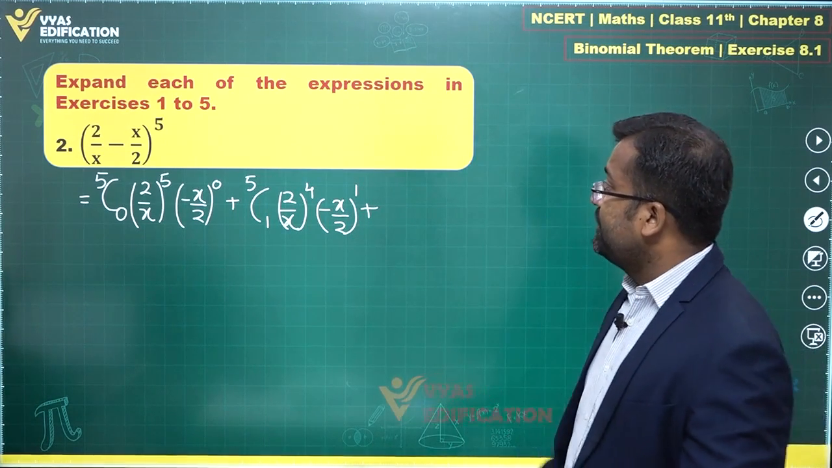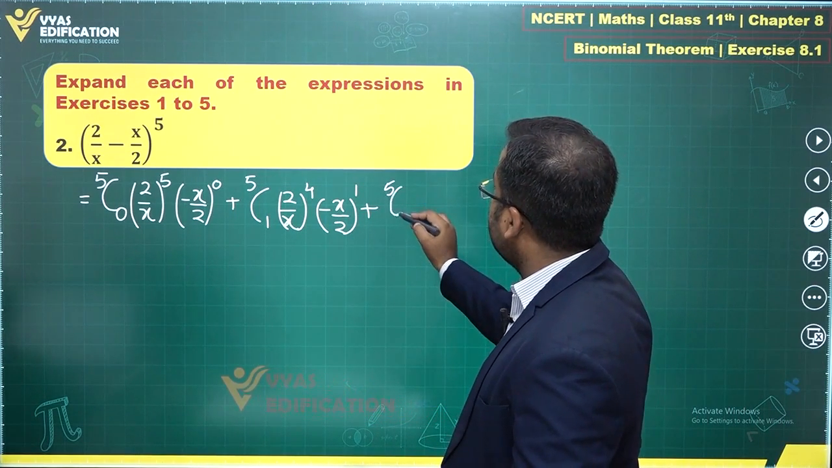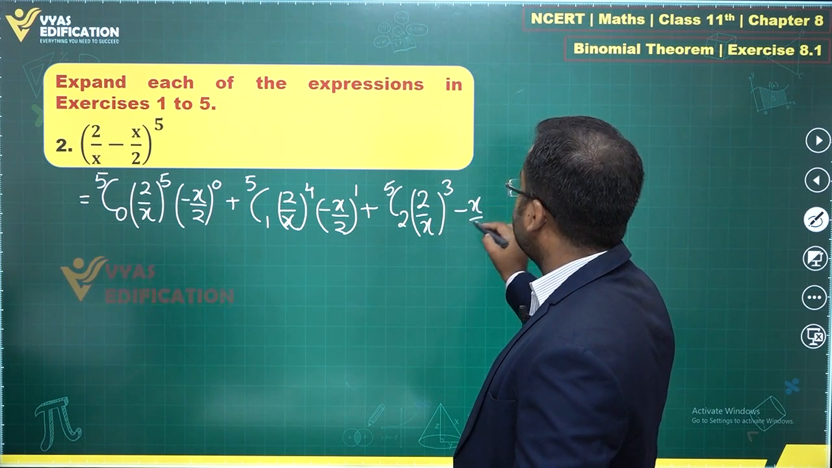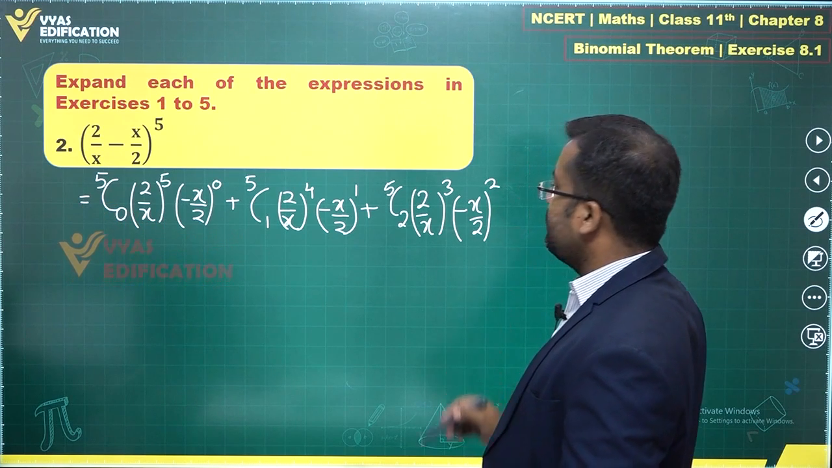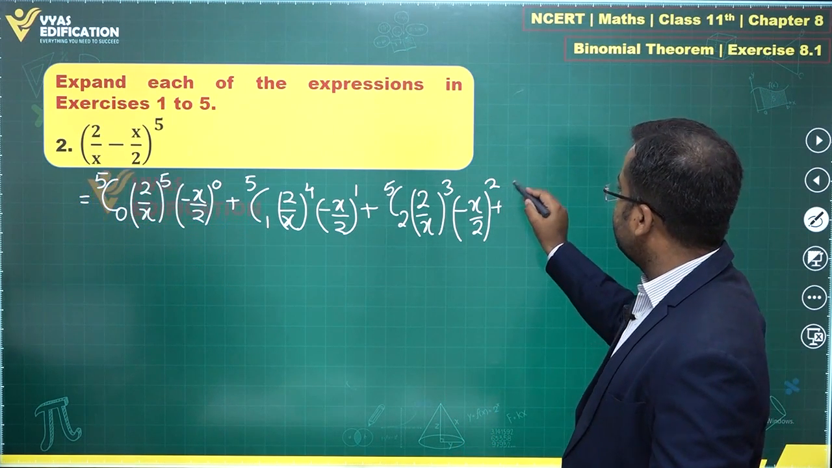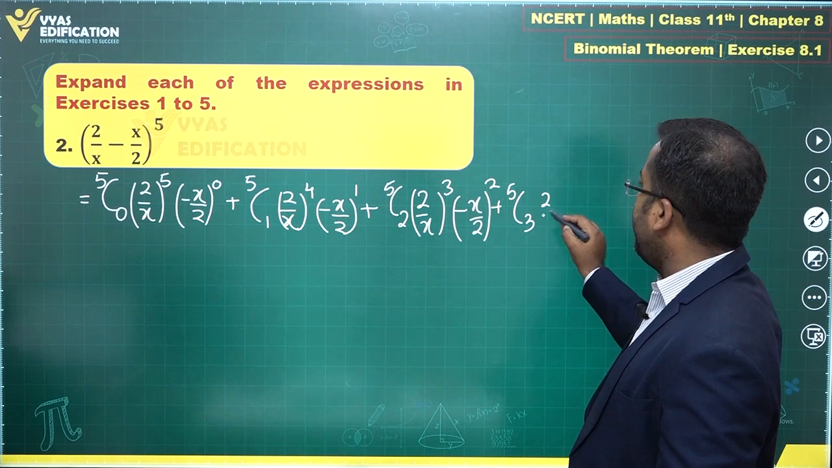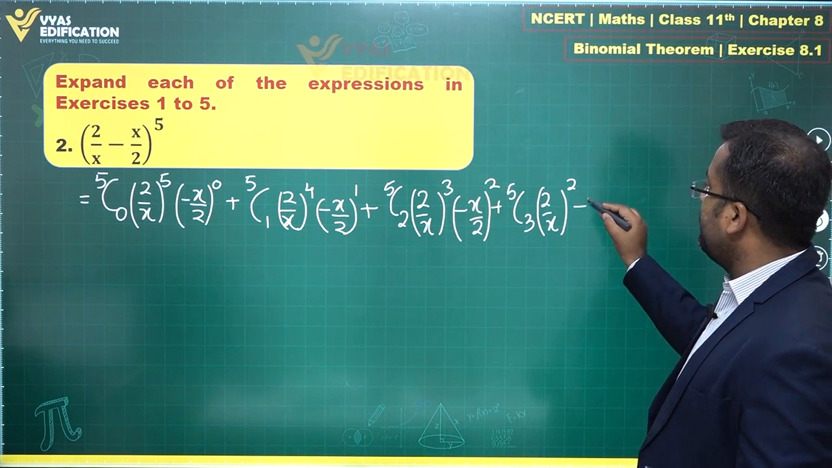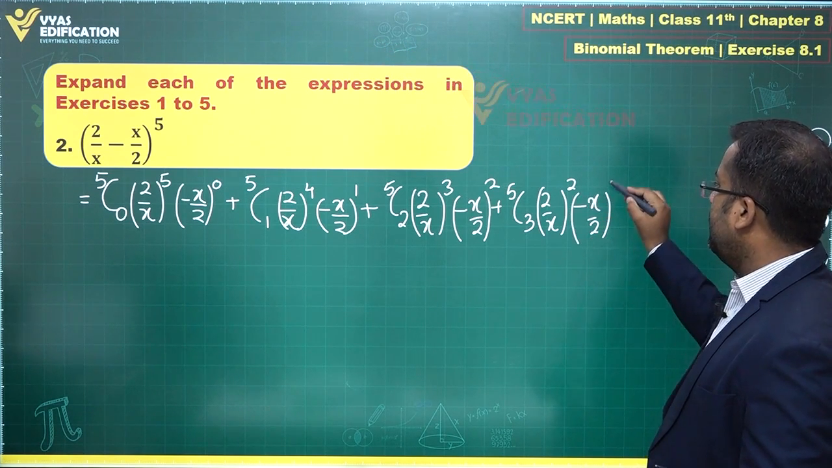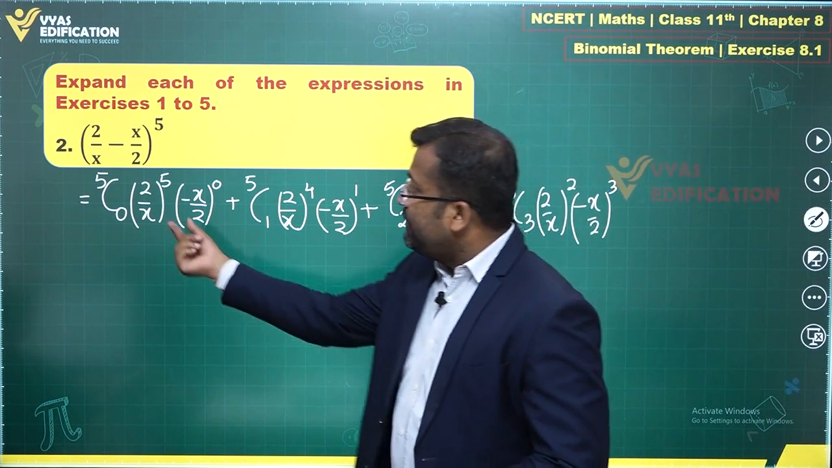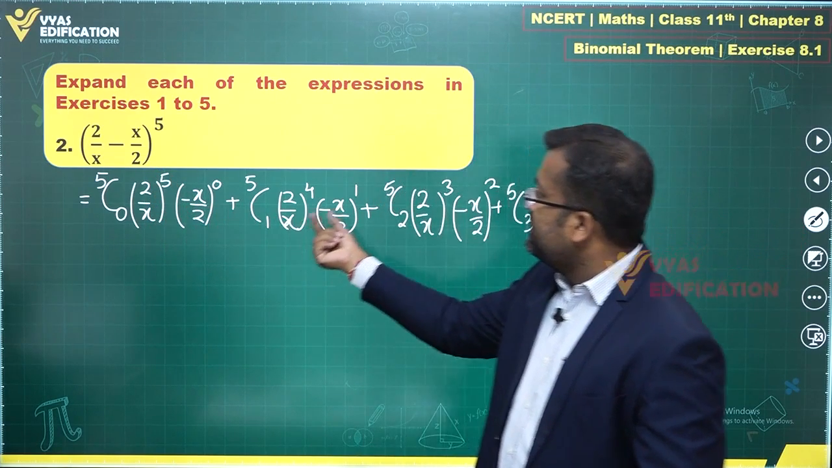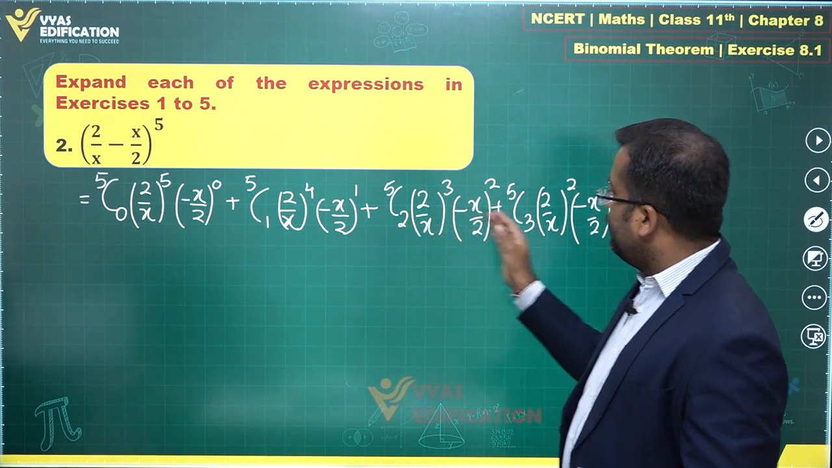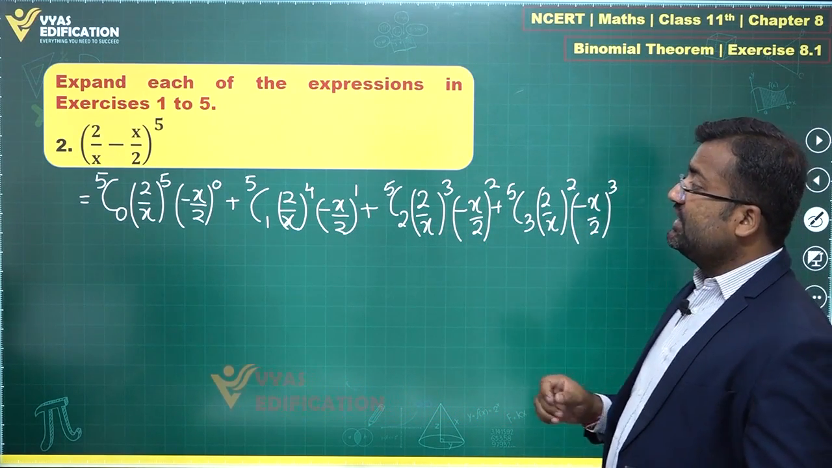What about the next term after this? That will be 5c2, 2 by x power 3, minus x by 2 power 2. This is what you'll have. Write down the next term after this. This is 5c3, 2 by x power 2, and minus x by 2 power 3. You may observe that the powers of 2 by x, that's the first term, are continuously decreasing by 1 units. 5c0, 5c1, 5c2, 5c3 and 5c4, 5c5 will be the terms.